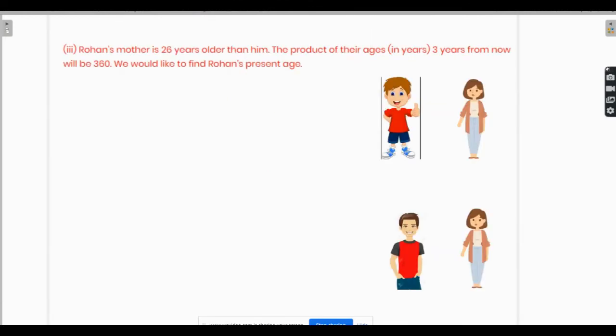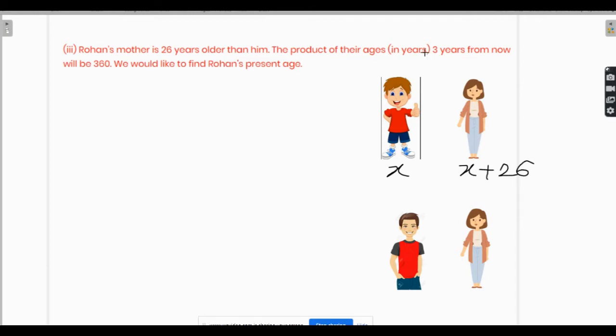Let's look at the next question. Very interesting question again. Rohan's mother. So first, let me take Rohan's age as x. Okay. Rohan's mother is 26 years older than him. So Rohan's mother will be x plus 26.